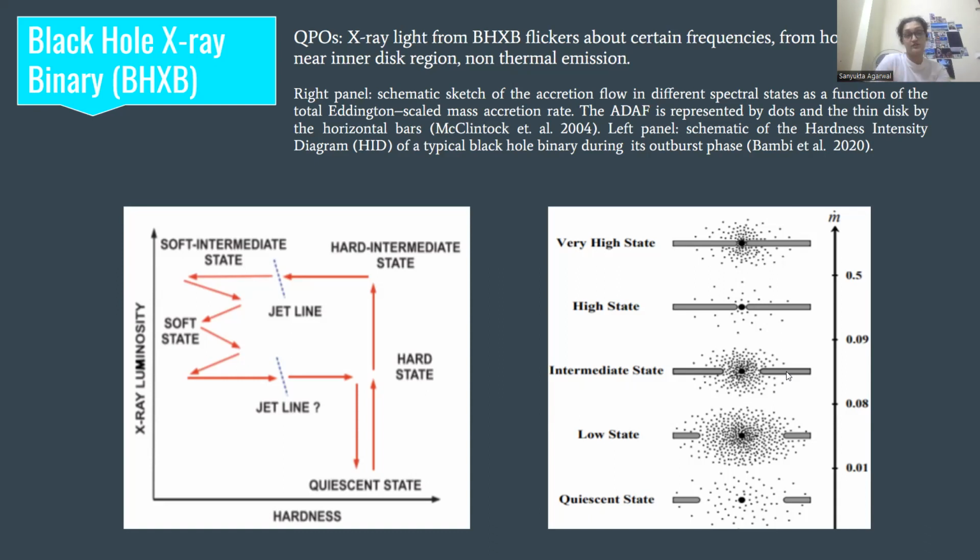Another interesting feature seen in BHXBs are QPOs. QPOs are quasi-periodic oscillations which result when hot gas piles up near the inner disk region of the black hole, and it radiates X-rays with an intensity which varies and repeats in a nearly regular pattern. That is, it flickers about a certain frequency. These signals come from non-thermal emission, making them optimal to be studied in the hard X-ray band which NuSTAR observes in.